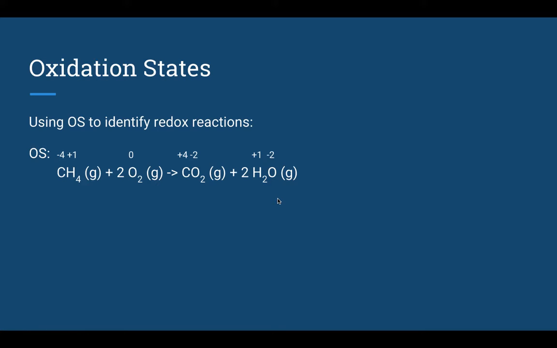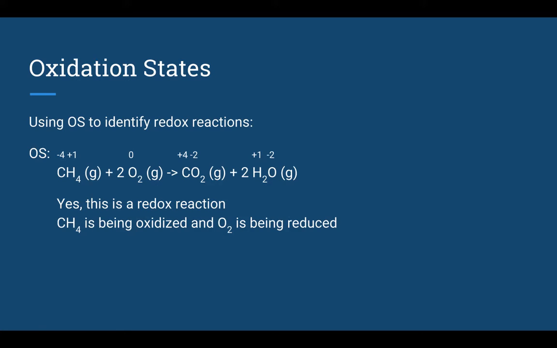That might seem weird. Why would reduction be a gain of electrons? But you know that it's getting reduced because the charge is decreasing. It's becoming more negative. It's going from 0 to -2. So that's why we call it reduction. So yes, this is a redox reaction, and if oxygen is getting reduced here, we immediately know that methane must be getting oxidized.